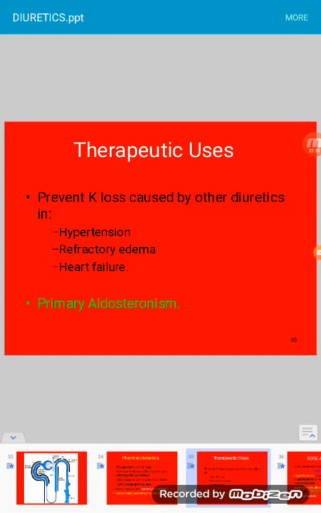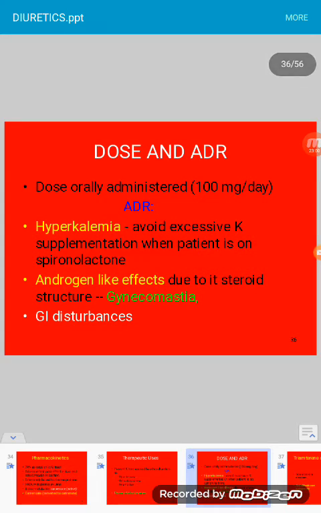In uses, it prevents the potassium loss caused by diuretics. For example, if you are going to use thiazide diuretics or loop diuretics, along with this you can use spironolactone in hypertension, refractory edema, and heart failure, to prevent potassium loss. And in primary aldosteronism, where there is excessive secretion of aldosterone producing severe hypokalemia, we use spironolactone. The dose is 100 mg per day.